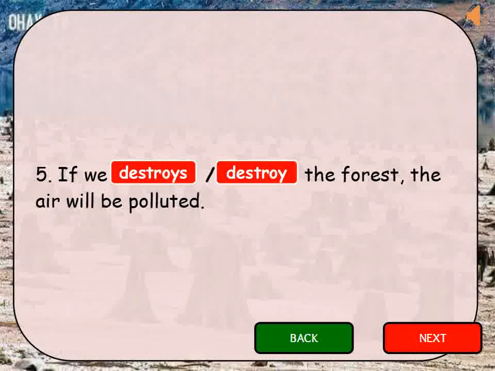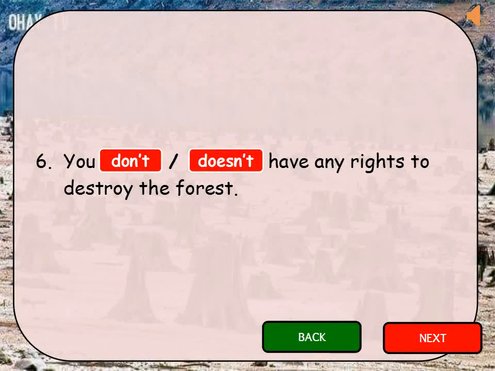Question 5. If we destroy the forest, the air will be cleaner. Now you have 5 seconds to answer the question. The answer should be if we destroy, because we is a plural subject. Well then, now let's move on to the next question. Well done, you are halfway done.